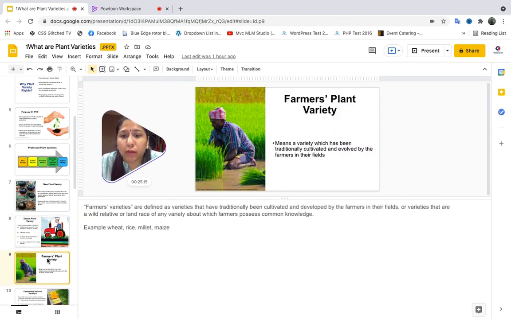Now the next is farmers' plant variety. Farmers' varieties are defined as varieties that are traditionally cultivated and developed by farmers in their fields, or varieties which are wild relatives of any other variety which farmers have common knowledge of. Let's say wheat, rice, millet or maize. All these varieties are cultivated by farmers in their fields. So these are farmers' varieties. Farmers already have knowledge of them, and in case they cross them, genetically engineer them, or breed them, these varieties would be farmers' varieties.